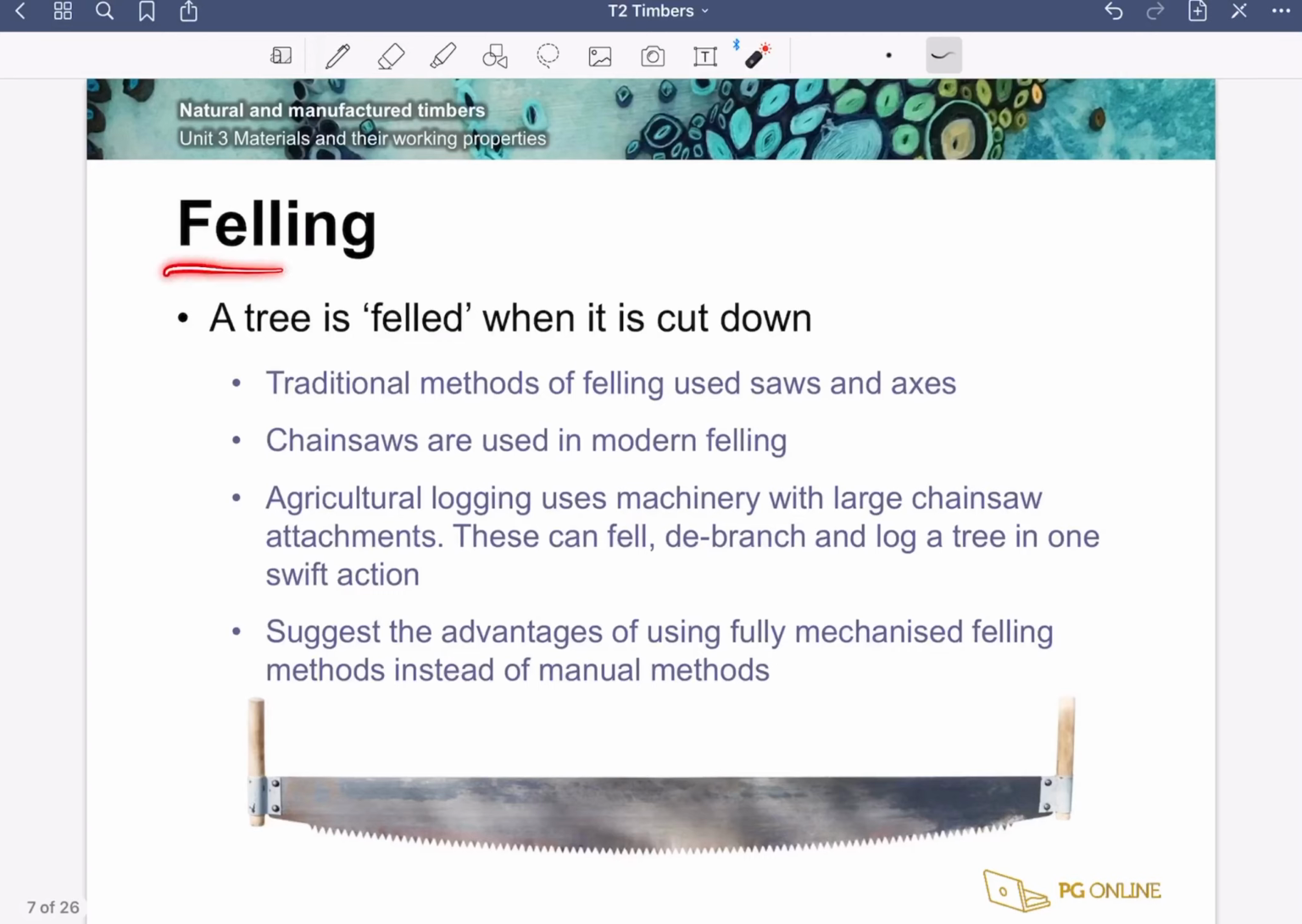Felling. Now, this is a term that we use when a tree is cut down. So when a tree is felled, it is classed as cut down. So we use this term quite often. There are traditional methods of felling trees. Some of you may be aware of obviously using saws and axes. One of the largest saws is along the bottom there.